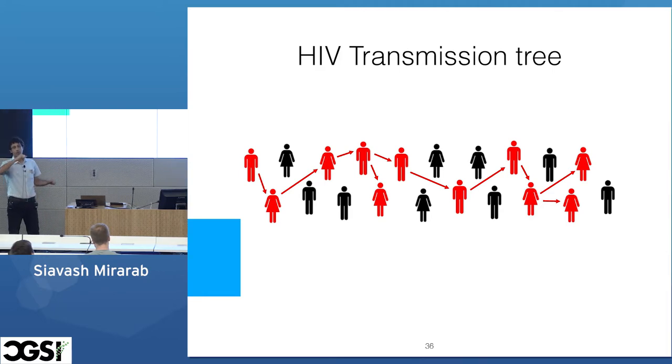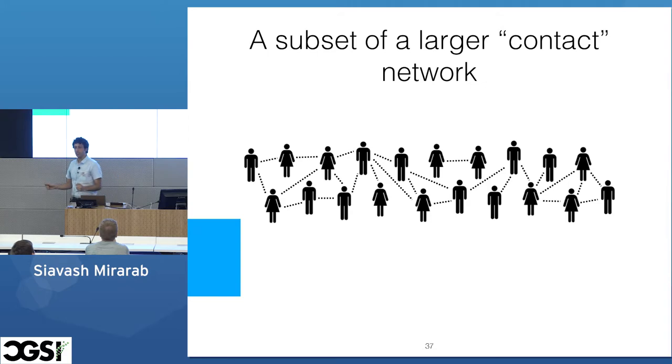If you think about how HIV transmits through a population, it's a tree, right? Someone transmits HIV to someone else, and through time you get a tree. You can think of this tree as evolving or spreading inside the larger network. That network is what we call the contact network. It's really mostly the sexual contacts between different people.